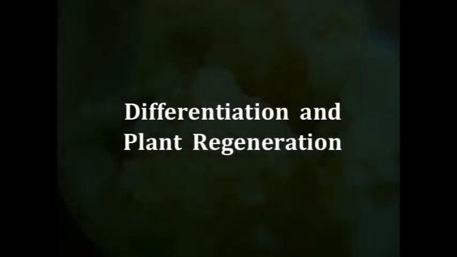Let us now see differentiation and plant regeneration. Usually, callus cells proliferate without differentiating, but eventually differentiation occurs within the tissue mass, and the extent of overall differentiation usually depends on the hormone balance of the support medium and the physiological state of the tissue.